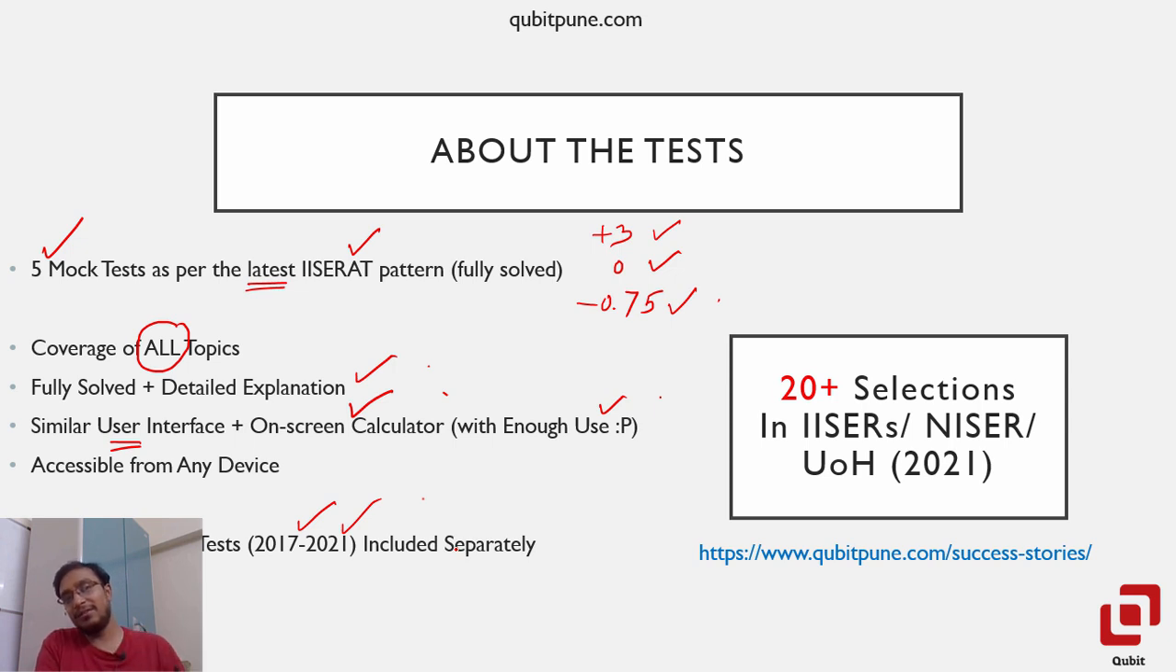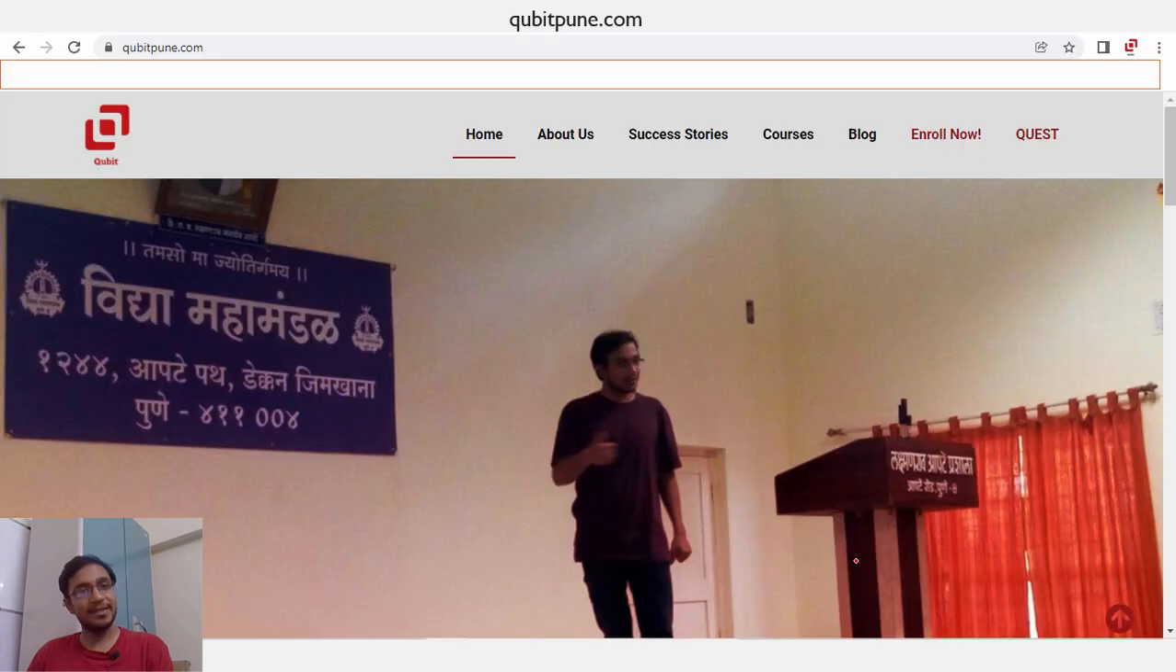Now this is our second year. Even in the previous year we had conducted this mock IISER test series, and through that 20+ students have been selected in all IISERs, NISER Bhubaneswar as well as the University of Hyderabad. You can get to know more about our success stories at qubitclasses.com/success stories. Now let me show you how to access the tests.